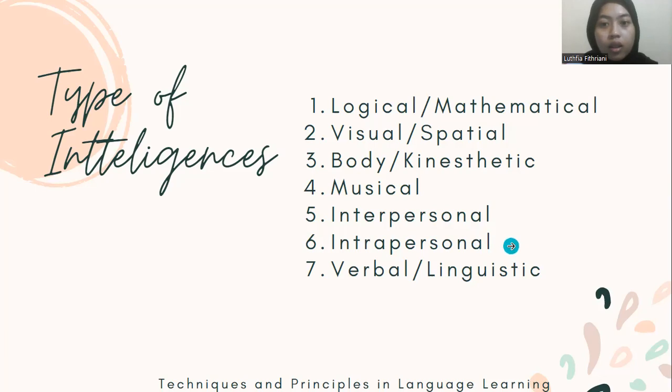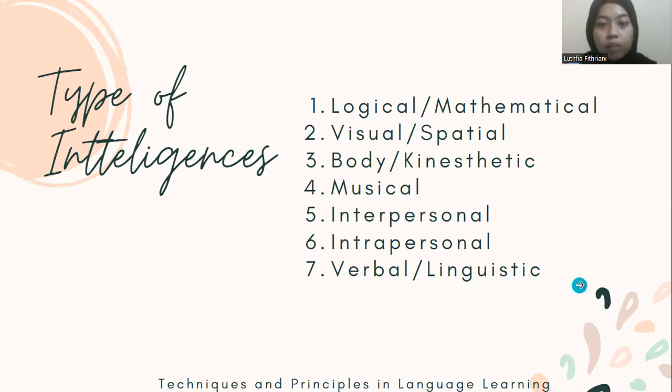The sixth is intrapersonal. So intrapersonal is an ability to understand oneself and practice self-discipline. So this type of intelligence deals with introspective and self-reflective capacities. So the teacher can use project work, individual instruction, and independent study for the students in the classroom.